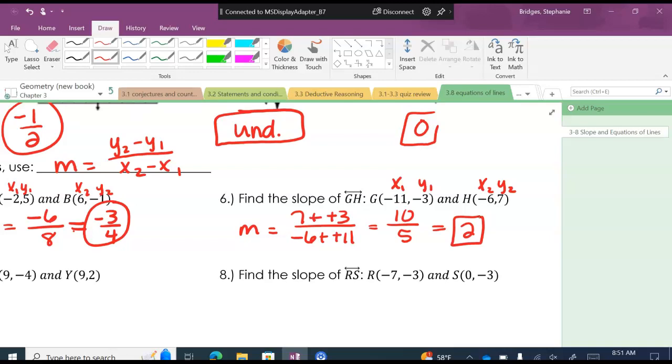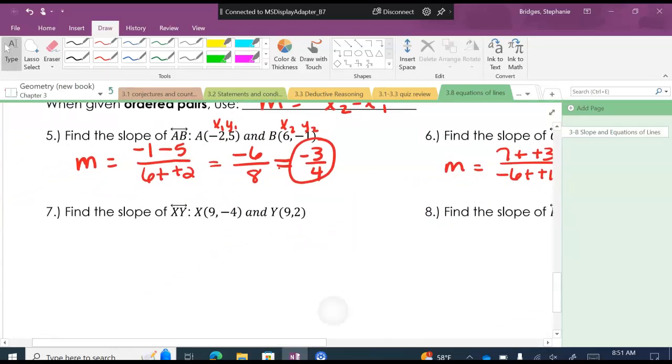All right, do the same thing with 8. Go ahead, label your points, set it up. We're going to have to talk about this one and what it looks like and what that means. We're labeling our points. We're plugging it into our formula. We're going to work it out. We're going to see what happens.